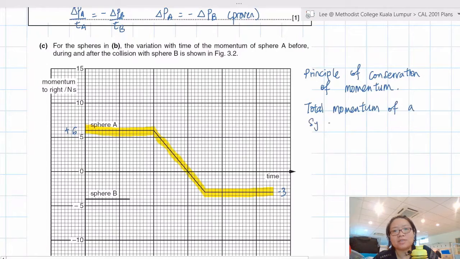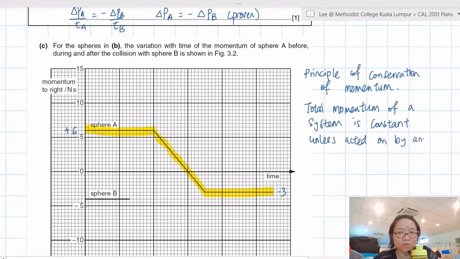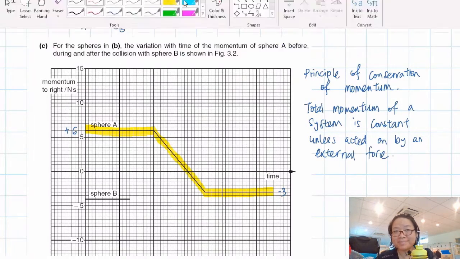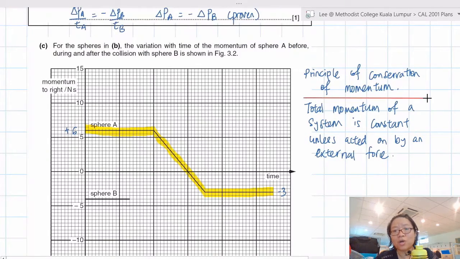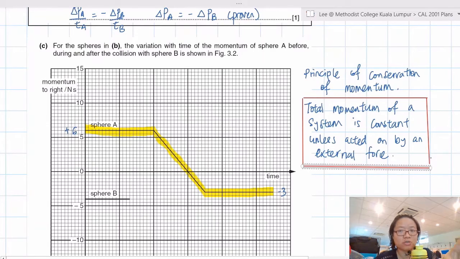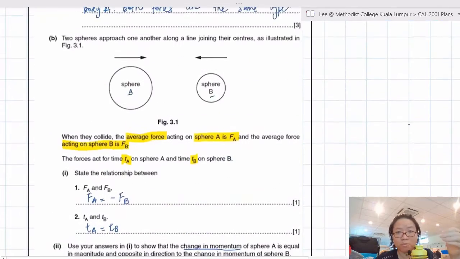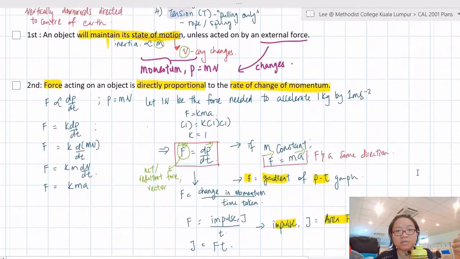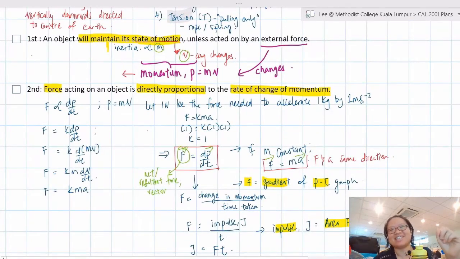Whenever you see a conservation, it means that the total momentum of a system is constant unless acted on by an external force. So if you remember your first law, got force, momentum will change. No force, momentum stays the same. So conservation means everything is the same, just like conservation of energy means total energy of a system remains constant. So conservation of momentum, total momentum of a system will remain constant unless acted on by an external force.